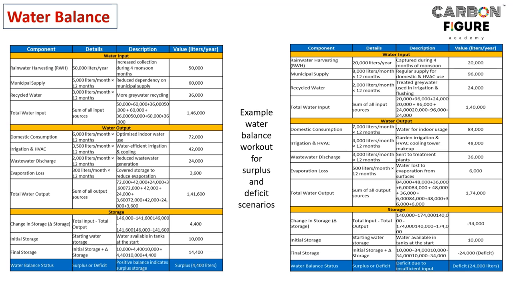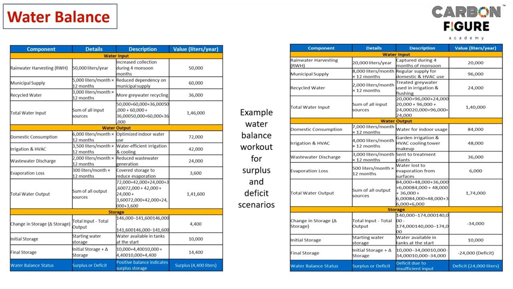So domestic consumption, if it is 6,000 liters per month for 12 months, means it is 72,000 liters. Then for irrigation and HVAC, around 3,500 liters per month for 12 months, it is 42,000 liters. Then for wastewater discharge, which means after recycling you are letting it out, right? 2,000 liters per month for 12 months, 24,000 liters. Evaporation loss, so 300 liters per month for 12 months, so it is 3,600 liters.